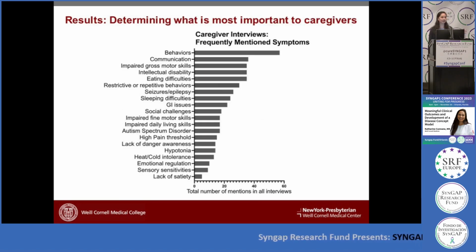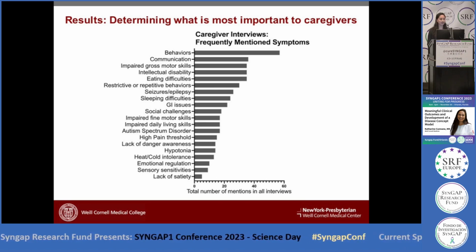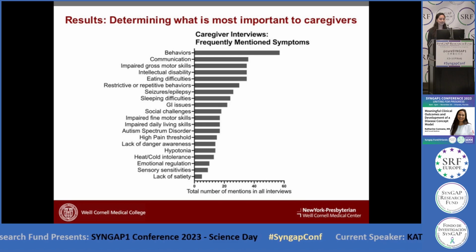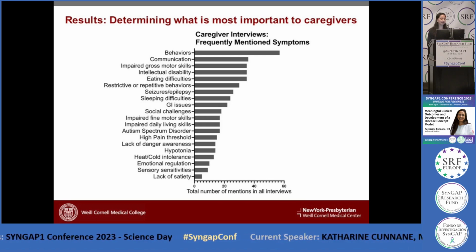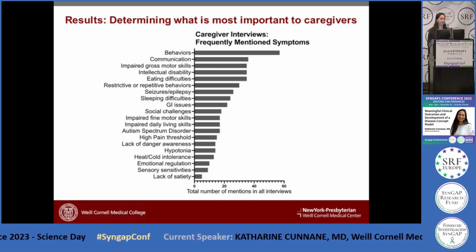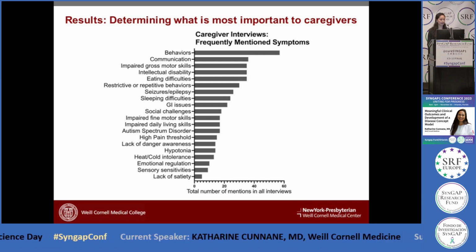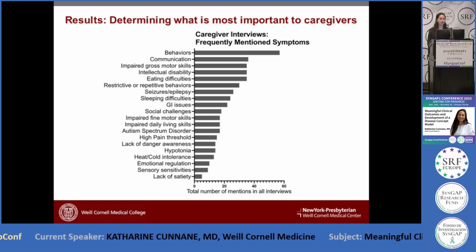As mentioned, after asking what symptoms make up the disease of Syngap-1, we wanted to determine which of these symptoms are most important to caregivers. The first way that I tried to answer this question was, again, through my caregiver interviews. Here what I'm showing is which symptoms caregivers talk about the most, just organically. On my y-axis, I have a list of symptoms. These are all the symptoms that just came up in conversation when speaking with caregivers. And then my x-axis is the total number of mentions in all interviews.